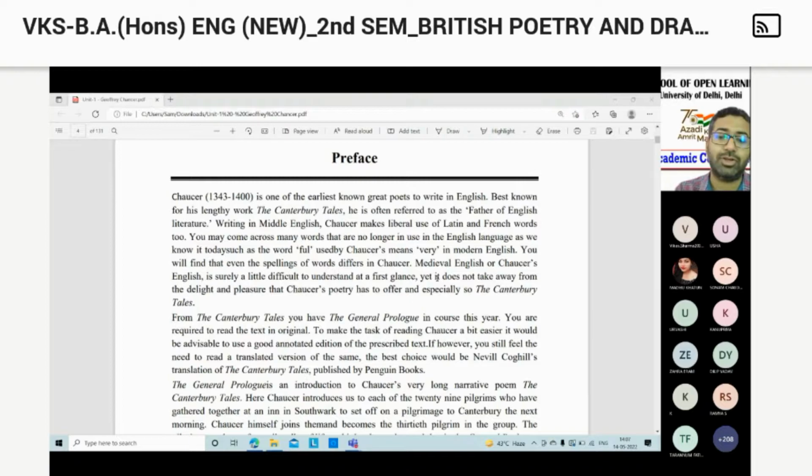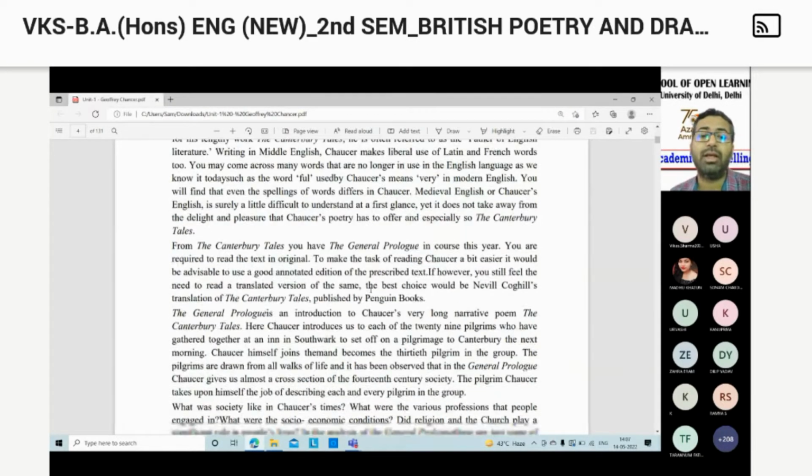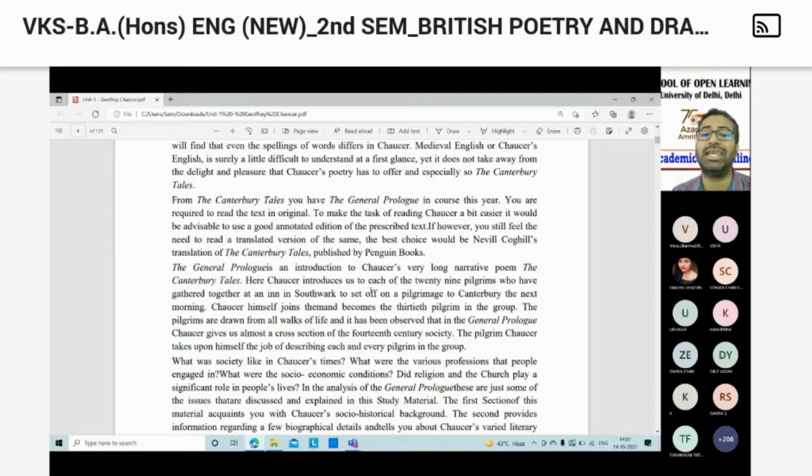From the Canterbury Tales, follow on the second paragraph. You have a general prologue, which is like an introduction to the Canterbury Tales, which we shall be reading in brief within our syllabus. You are required to read the text in original. So everyone, please try to read the text and understand what is present within the general prologue. To make the task of reading Chaucer easier, it would be advisable to use a good annotated edition of the prescribed text. You can use a good book, and it is easily available on the internet as well. So please read the general prologue as we read along in the classes.